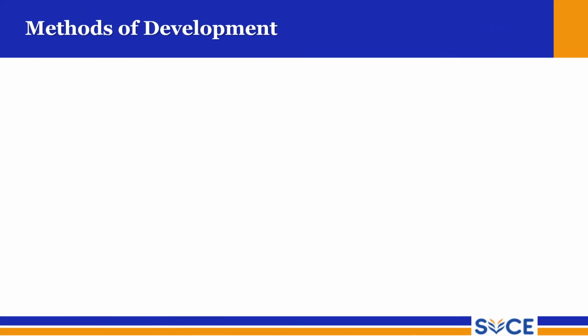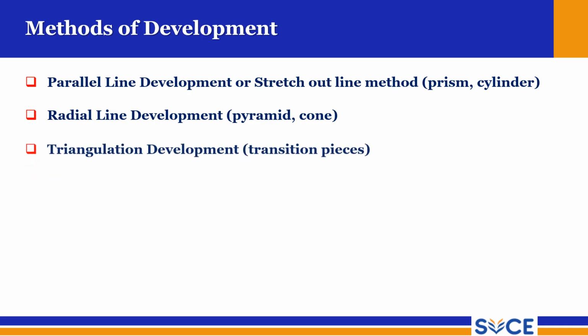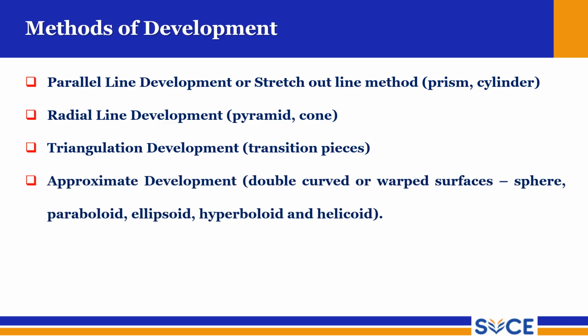Methods of development, there are four methods and we will see them. One is parallel line development or stretch out line method. This method is particularly applied to prism and cylinder. Radial line development, this particular method is applied only for objects like pyramid and cone. Triangulation method is applied for objects which are made up of transition pieces. And approximate development is normally used for building a sphere, paraboloid, ellipsoid, hyperboloid, and helicoid. These are a few objects which can be made using the approximate method. So these are the four methods of development.